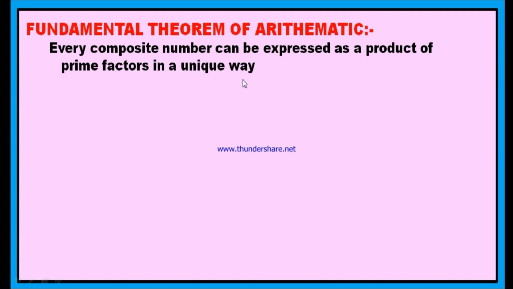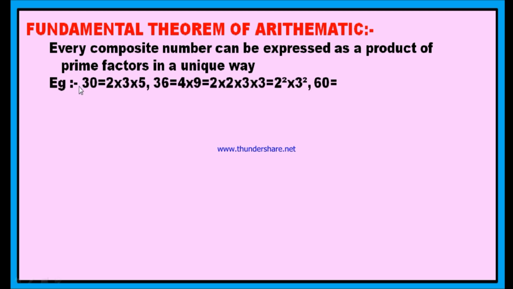Now let us try to understand this statement with a given example. Now if you look at this example 30, you can write 30 as 2 into 3 into 5. 2 times 3 is 6, 6 times 5 is 30. You see, you can write 30 as the product of 3 prime numbers. 2 is a prime number, 3 is a prime number, and 5 is a prime number.